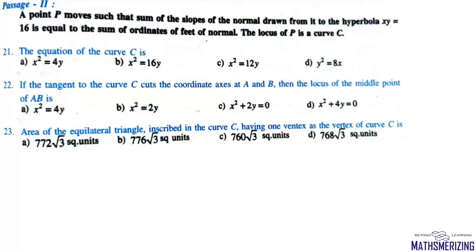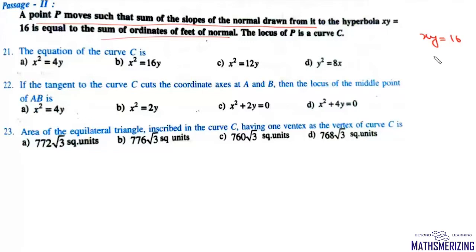Now here the question is, we are given a hyperbola which is xy equals 16 and it says a point P moves such that sum of the slopes of normal drawn from it to the hyperbola is equal to sum of ordinates of feet of normal. Then it says locus of P is a curve. First question is, we'll need to find equation of this curve.